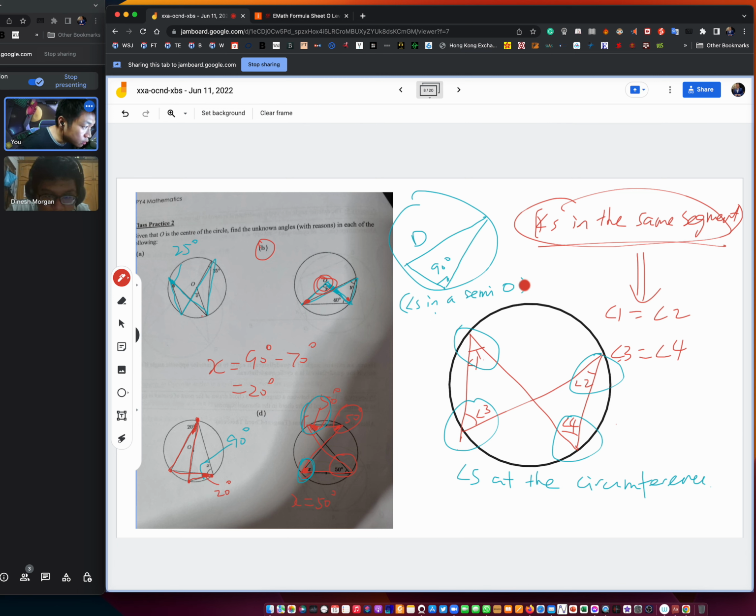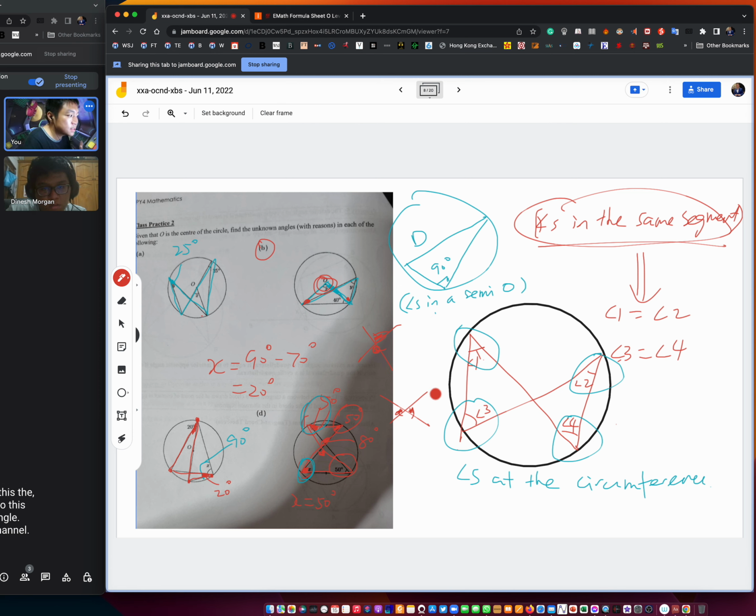Where's the 80 degree? For D. D for dog. Okay, 80 means this is the 80 you're talking about. Oh, this one is opposite angle. This one is the cross. I call this the X. So this is opposite angle, not same segment.